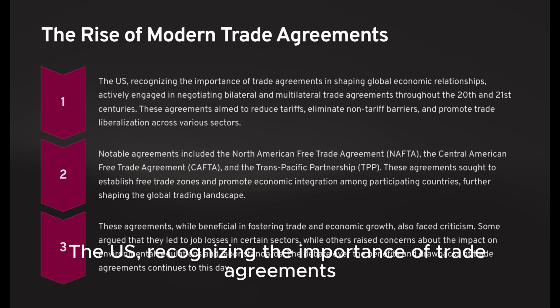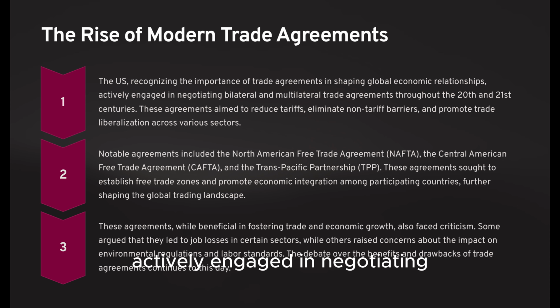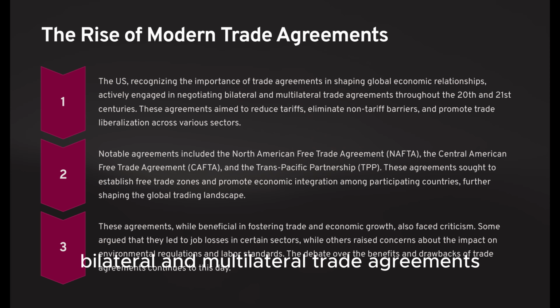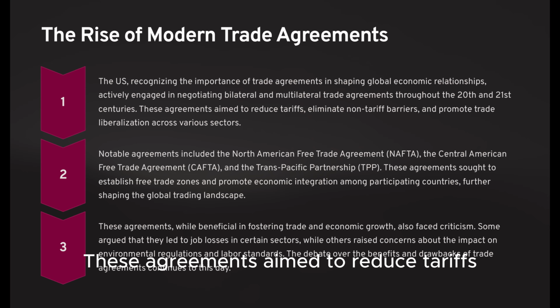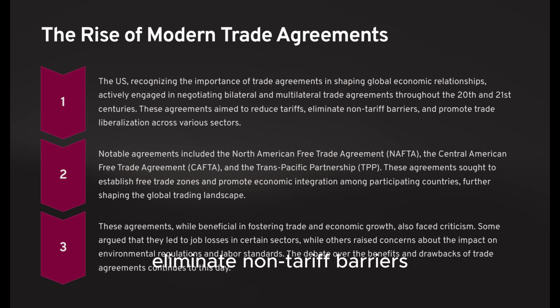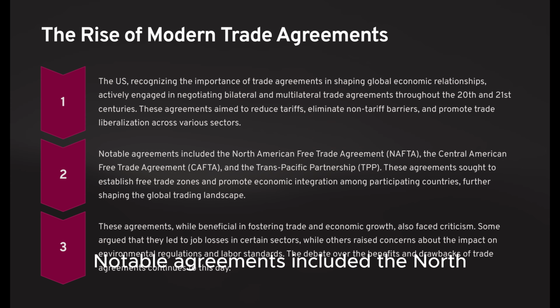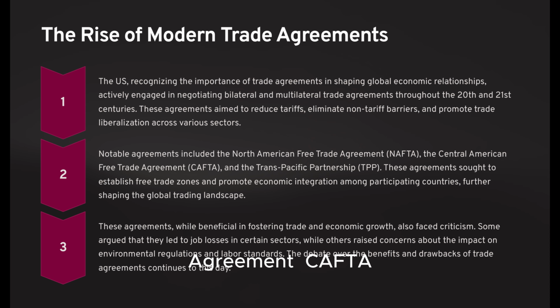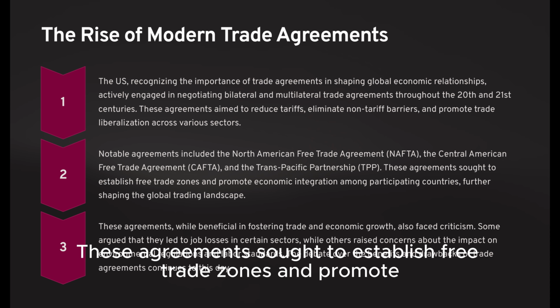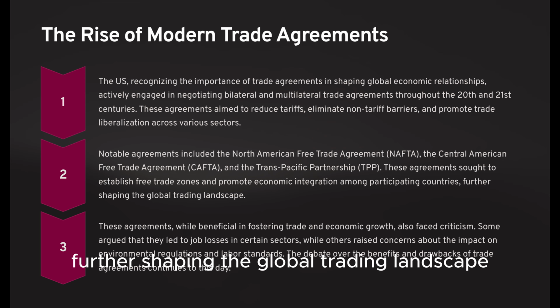The rise of modern trade agreements. The U.S., recognizing the importance of trade agreements in shaping global economic relationships, actively engaged in negotiating bilateral and multilateral trade agreements throughout the 20th and 21st centuries. These agreements aim to reduce tariffs, eliminate non-tariff barriers, and promote trade liberalization across various sectors. Notable agreements included the North American Free Trade Agreement, the Central American Free Trade Agreement, and the Trans-Pacific Partnership.